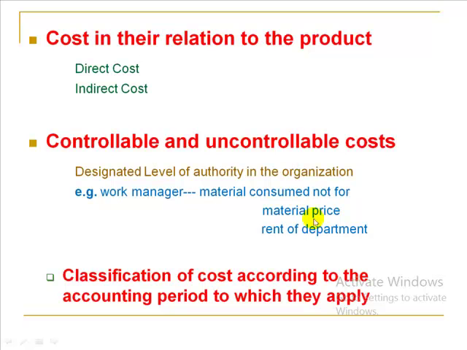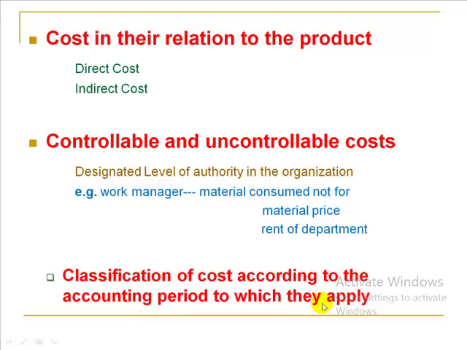So the procurement manager will set the prices with the vendor, and rent of the building with the administration. So what we say, in an organization, as per the designated level of authority, we can control some of the cost, whereas some of the costs are beyond our control. So we classify cost on the basis of controllability and non-controllability. Whereas the other type of cost is cost on the basis of accounting period. Now there's accounting period to which they apply.